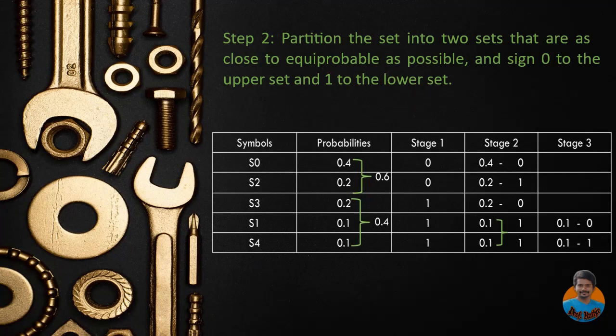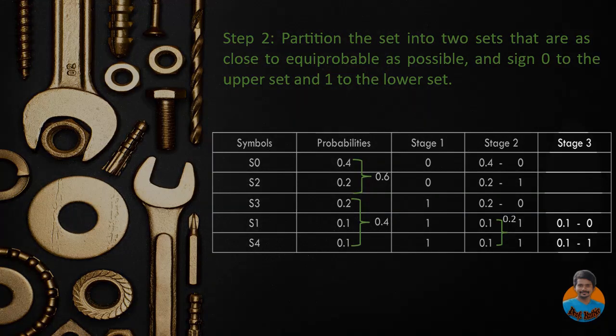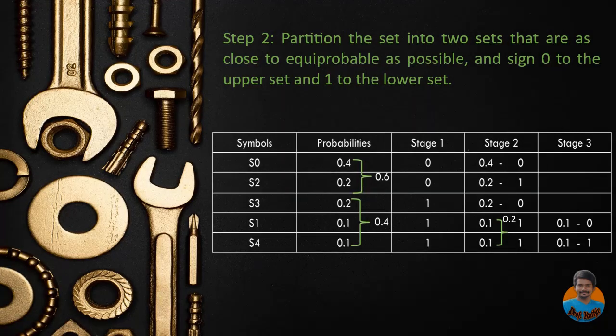Moving on to the lower set, there are three values which are 0.2, 0.1 and 0.1. Adding 0.1 and 0.1 we get 0.2. So therefore 0.2 and 0.2 are equal. Therefore assign 0 to 0.2 and 1 to the remaining two values. In stage 3, split 0.1 and 0.1, assigning 0 and 1. Now the partitioning ends here as all the probabilities are partitioned equally.